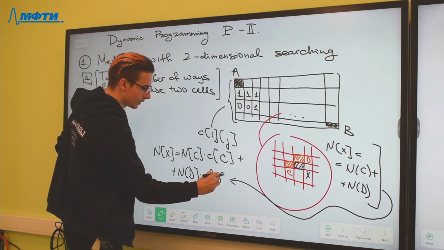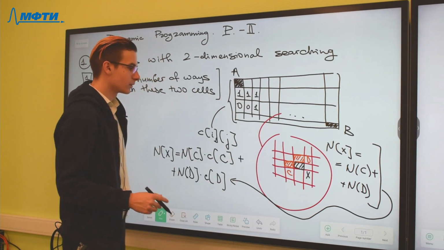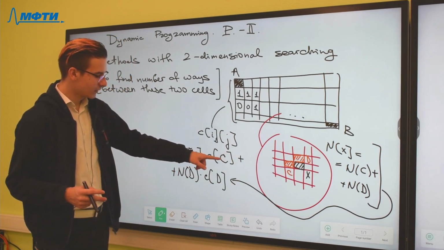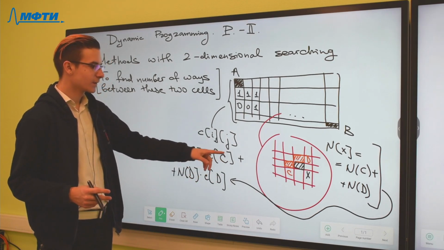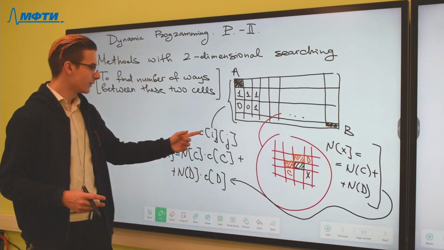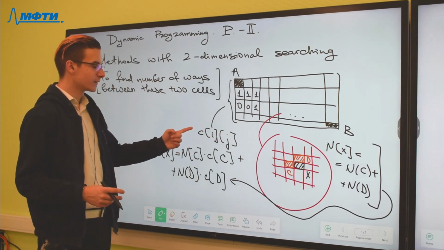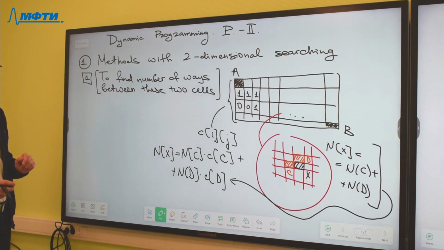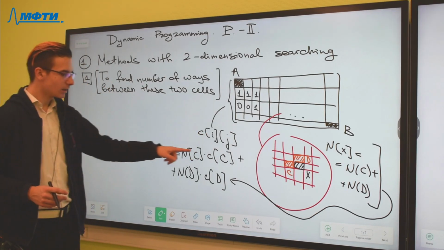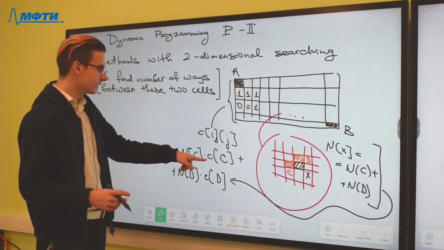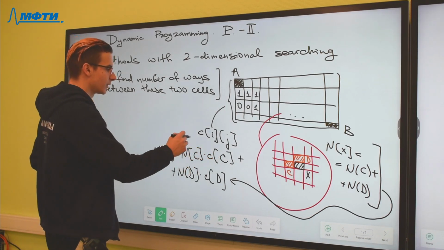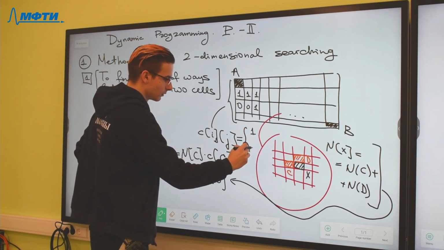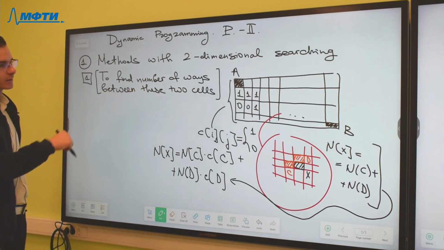I mean that every cell has two coordinates, and when I write c of c or c of d, I mean that we use these two coordinates and find a number in this matrix with these coordinates. I think it's the number 1 or 0, as in this matrix.